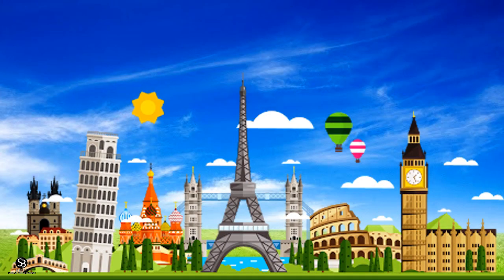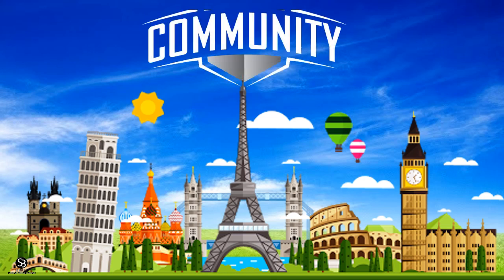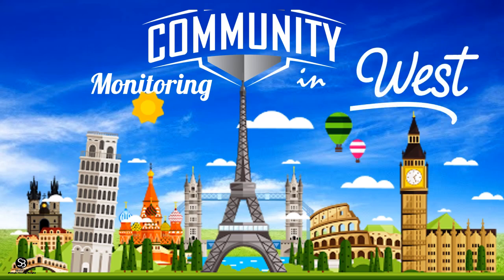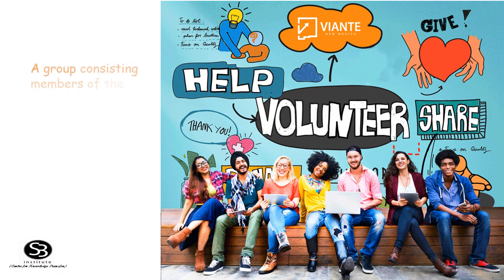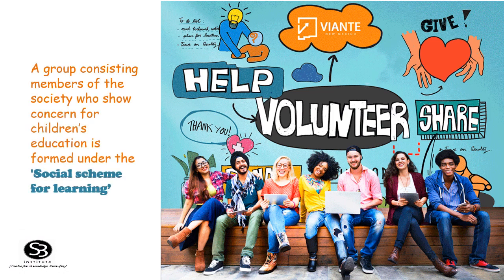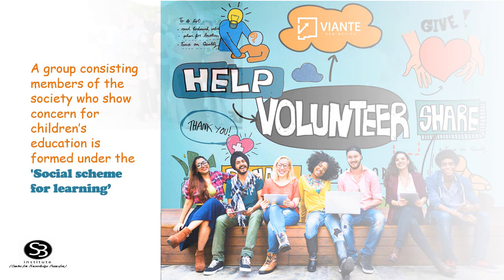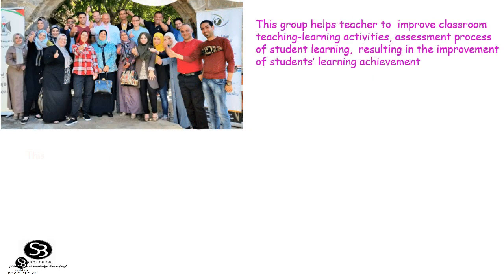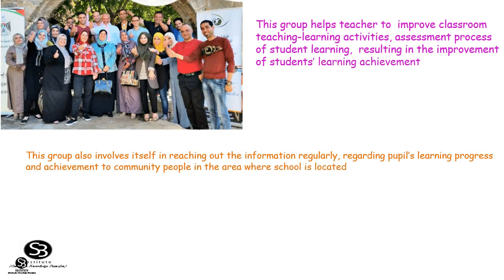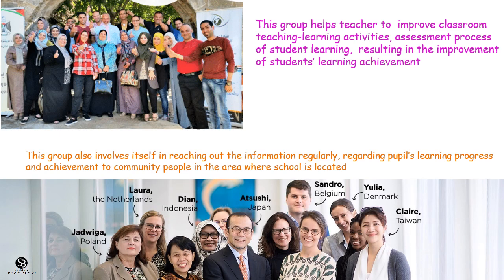As we saw how community monitoring is done in India, now let's look into how community monitoring is done in Western countries. A group formed under a social scheme for learning helps in teaching-learning activities and also the assessment process of students' learning. Information such as pupils' learning progress and achievement also reaches this group regularly, as well as the community people in the area of the school.